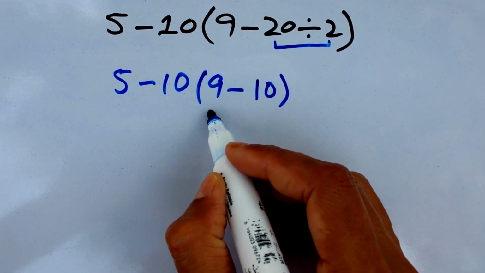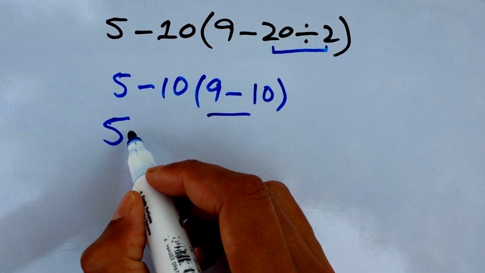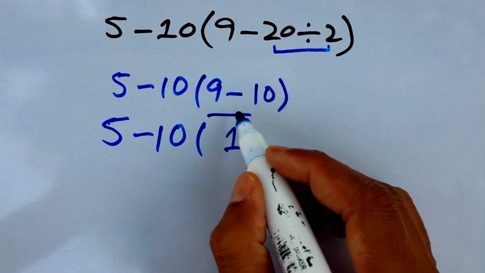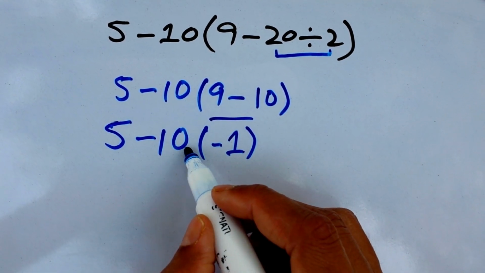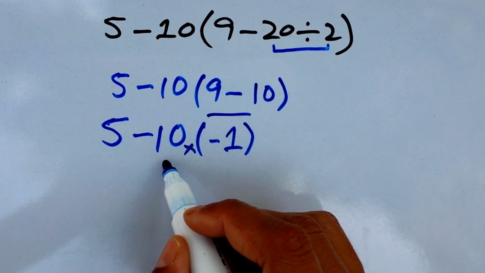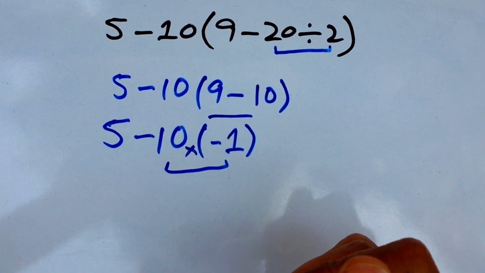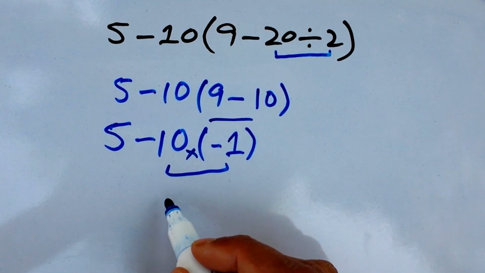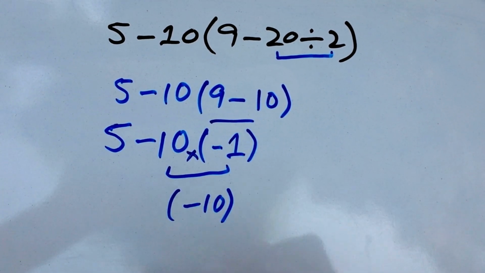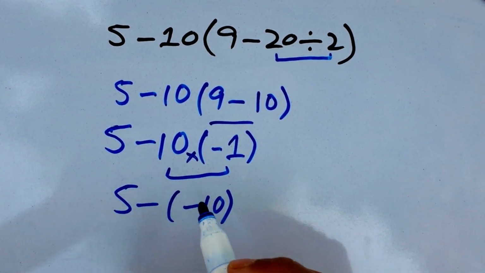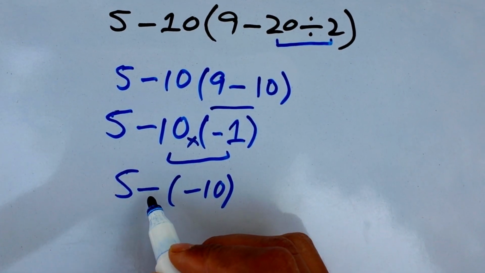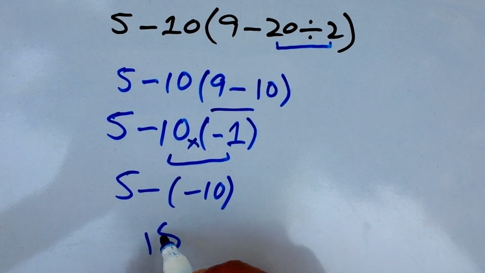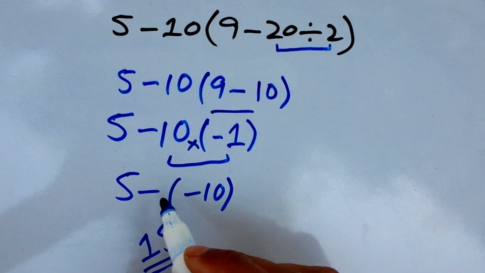Now again inside the parentheses first, so 5 minus 10, 9 minus 10 equals 1. Keep the negative sign. Now here is a hidden multiply, right? So multiplication must be done before subtraction, right? So multiply first. So 10 times minus 1 equals minus 10, right? And 5 minus 10. Now 5 minus 10 equals 15. Minus plus.